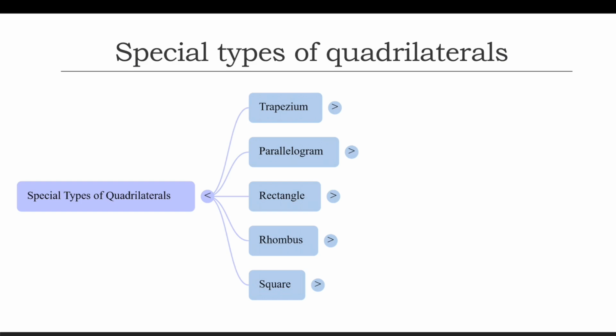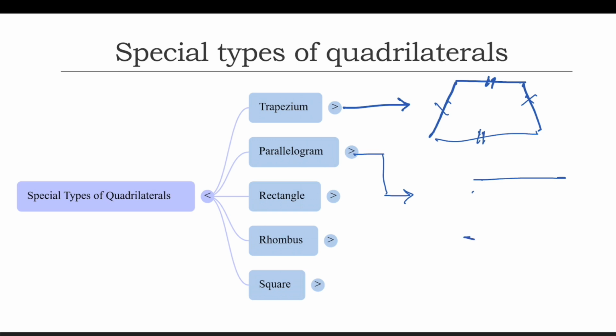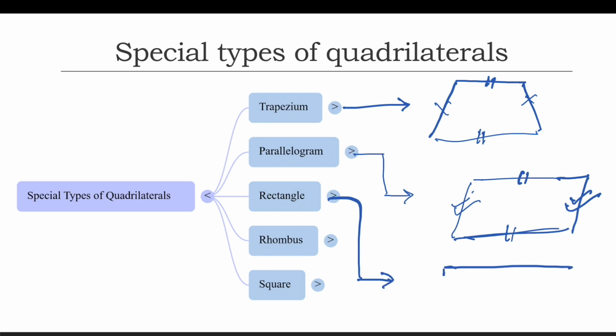We'll revise it once more. Trapezium. What is trapezium? Only two sides are parallel to each other. These are not. This is trapezium. What is parallelogram? All opposite sides are parallel to each other. So this is parallel to this, and this is parallel to this. It became parallelogram. What is rectangle? Parallelogram only, but the angles are at 90 degrees. So this is parallel to this, and this is parallel to this, and angles are all 90 degrees. It is rectangle.